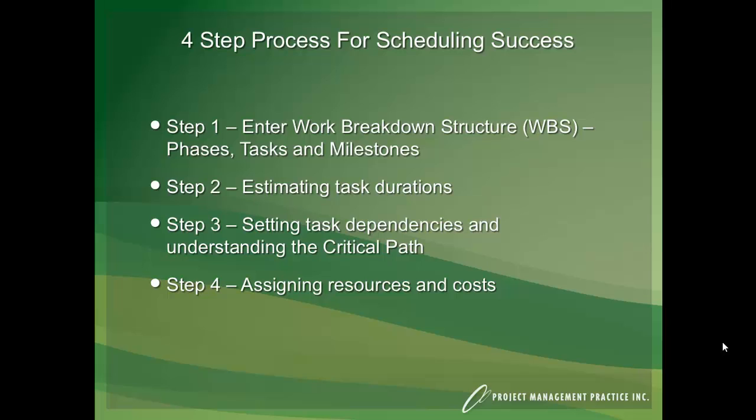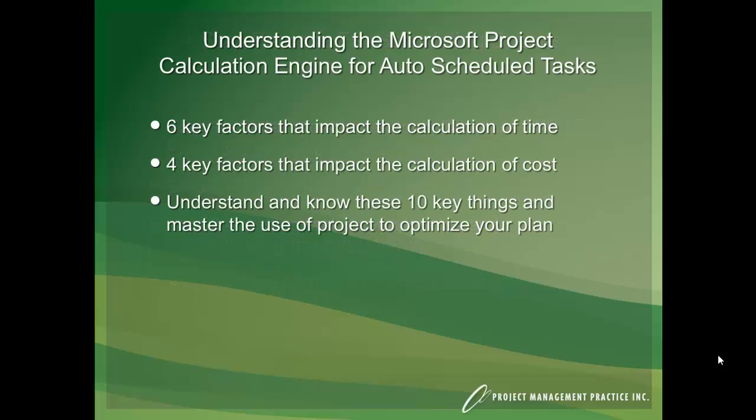And what I like to talk about next is the key things that really impact, or help in understanding, the calculation engine for Microsoft Project, especially for auto-scheduled tasks. There are really 6 key factors that impact the calculation of time, right? You think about the start and finish dates that Microsoft Project is calculating. And there are 4 key factors that impact the calculation of cost. Once you understand and know these key factors, these 10 key things, you can really master the use of Project and optimize your plan to accomplish your scheduling needs. So let's talk about the time first.